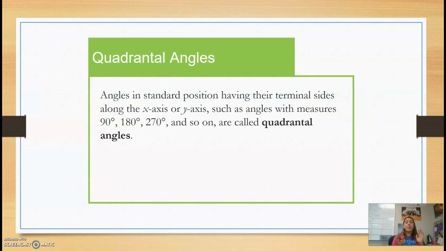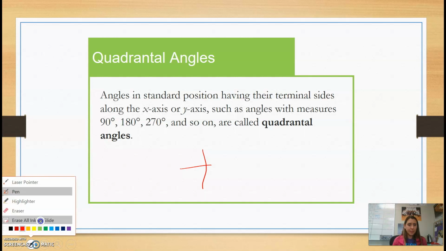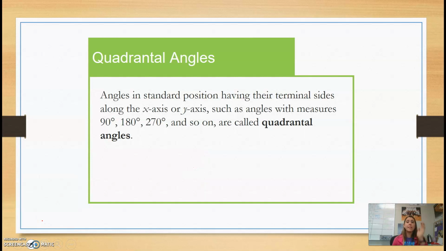All right, so this is just saying that there are some special angles. So that means that you're going to have some that land on the X or Y axis. At 90 degrees, that's right on the Y axis. At 180 degrees, that's right on the X axis. 270, again, that's on the Y axis. 360 is right on the X axis. So those are the special kind of angles.